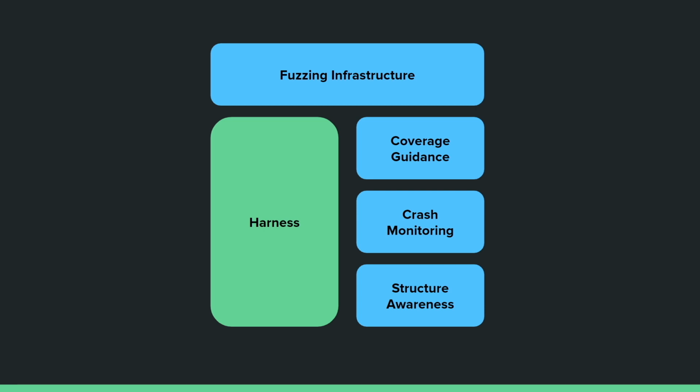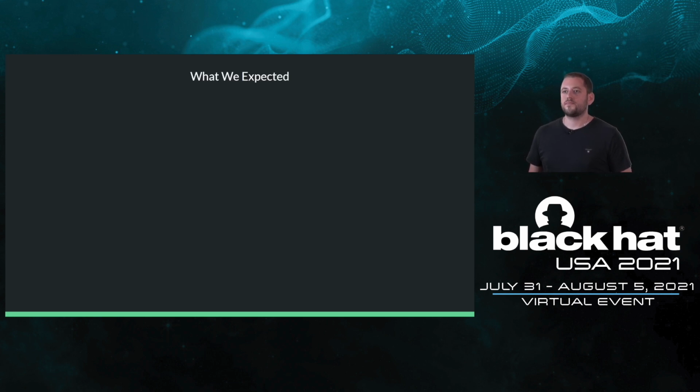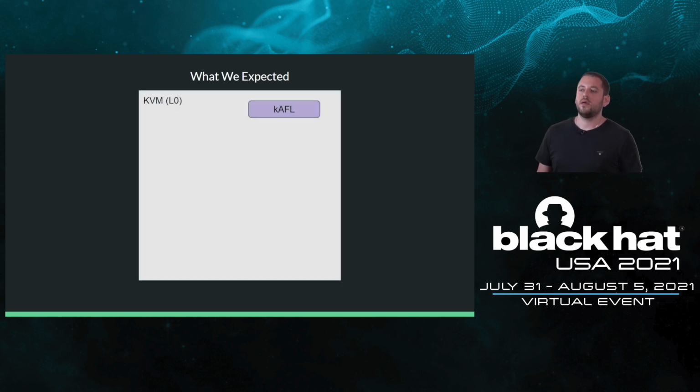And as Ophir mentioned before, we also have additional components which we wanted to implement in order to build an end-to-end fuzzing infrastructure. Before we dive into the components of the fuzzing infrastructure, let's understand exactly what we expect the setup to look like. We examined multiple open source fuzzing projects, and we picked kAFL as it looks very promising and we wanted to use it. So this is how the setup looks.